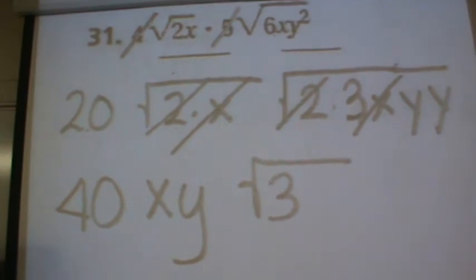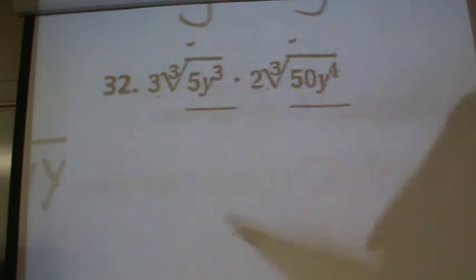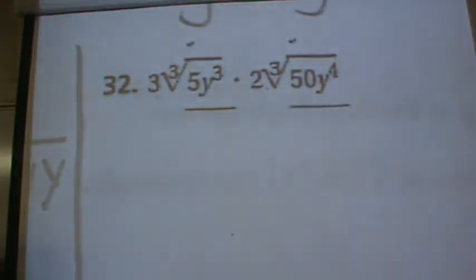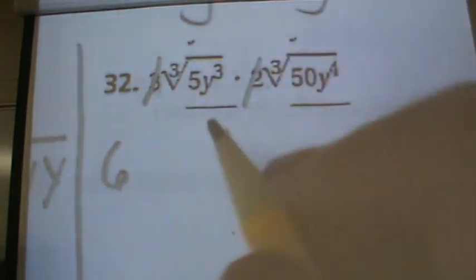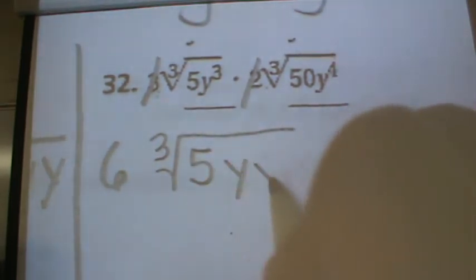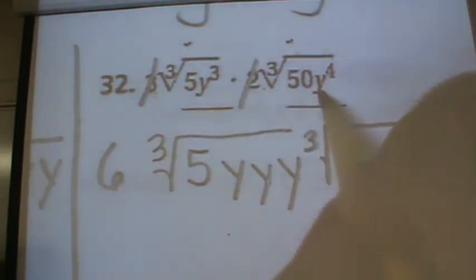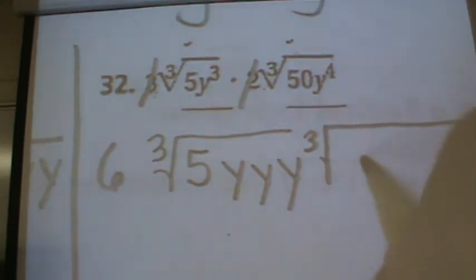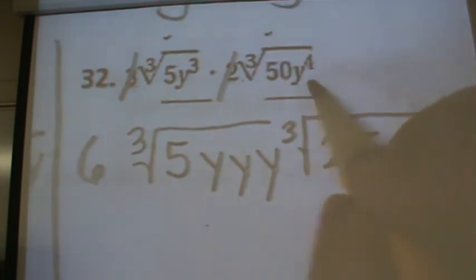Yes or no? Thumbs up? Okay, now we're doing the next one. What do you do with that 3 and the 2 outside? You multiply them, you get 6. Now we have the cube root of 5y, and the cube root of, how do you break 50 up? 5 times 10, 5 and 2. 2, 5, and 5. And how many y's here?